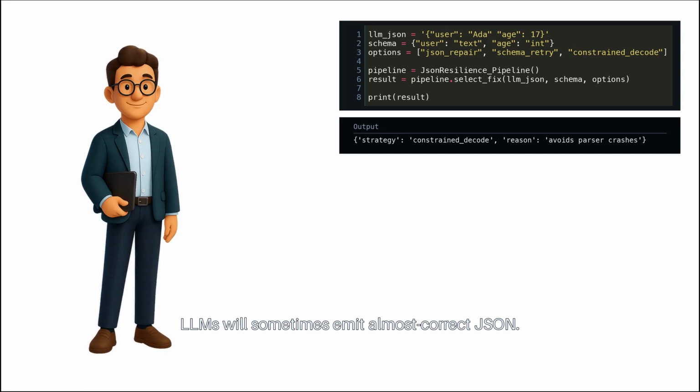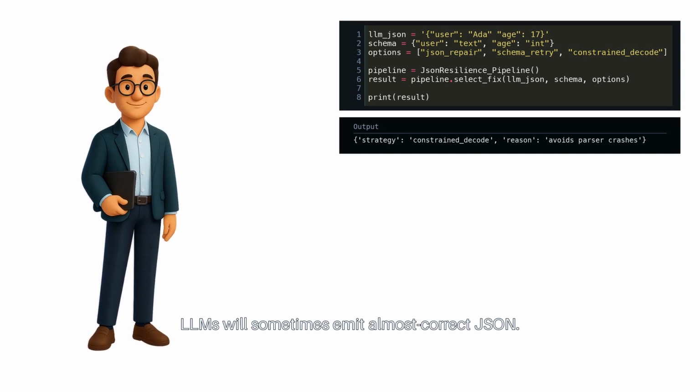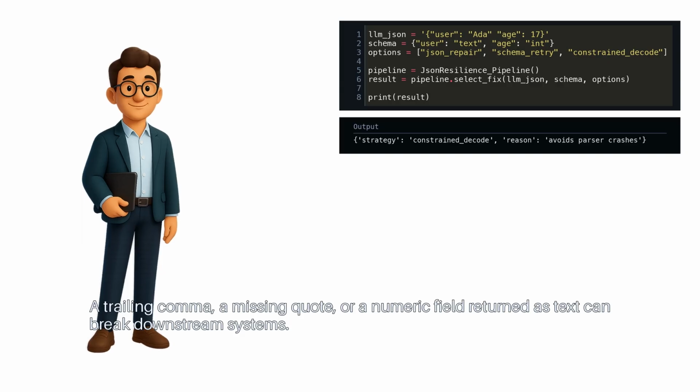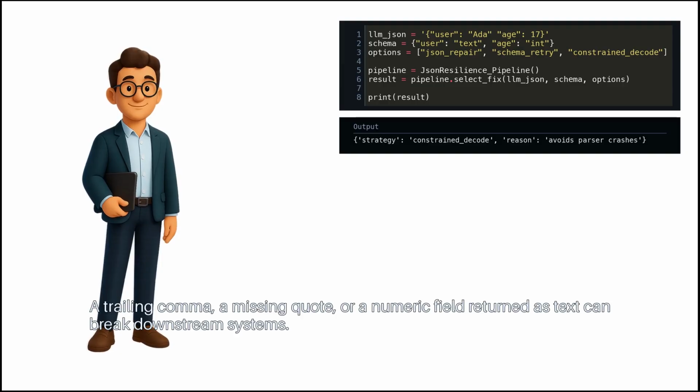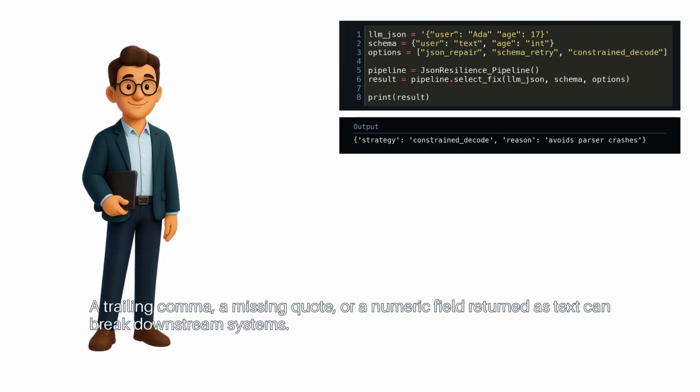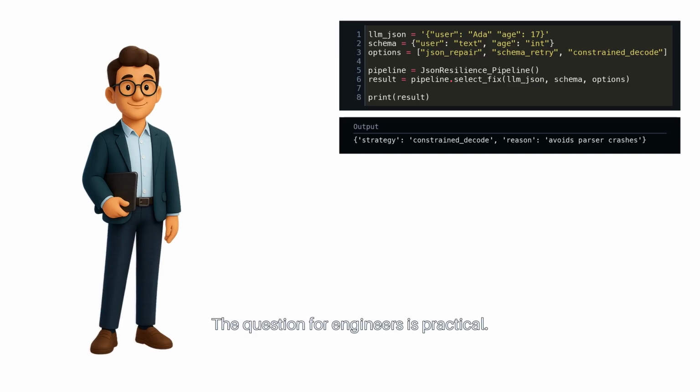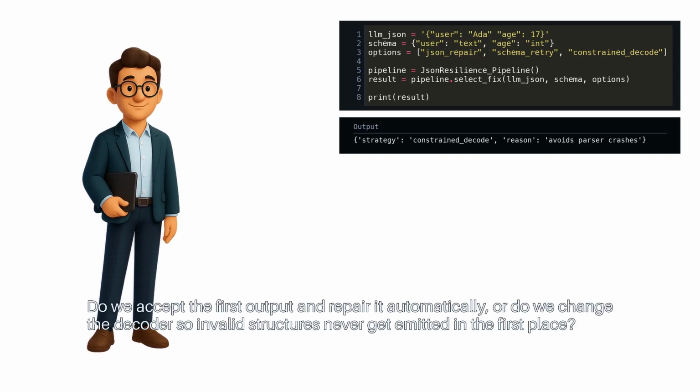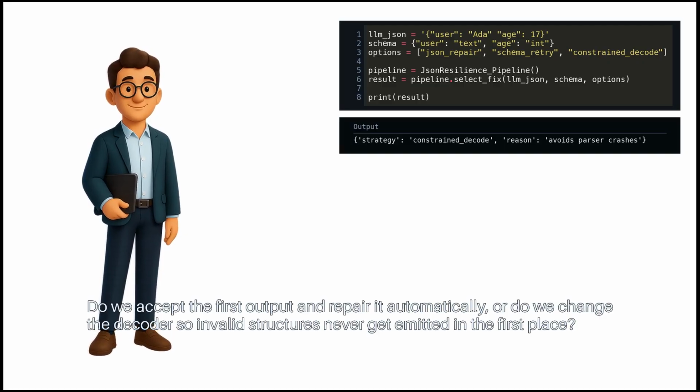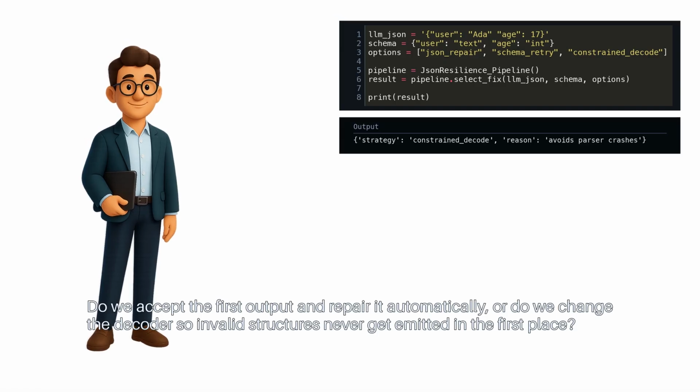LLMs will sometimes emit almost correct JSON. A trailing comma, a missing quote, or a numeric field returned as text can break downstream systems. The question for engineers is practical. Do we accept the first output and repair it automatically? Or do we change the decoder so invalid structures never get emitted in the first place?